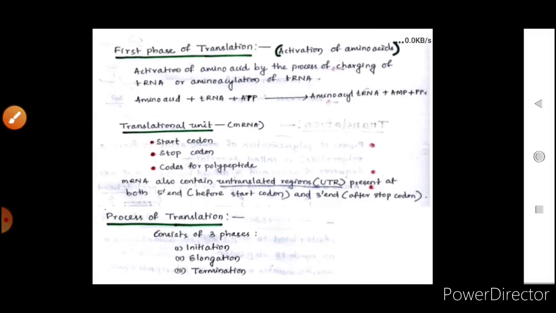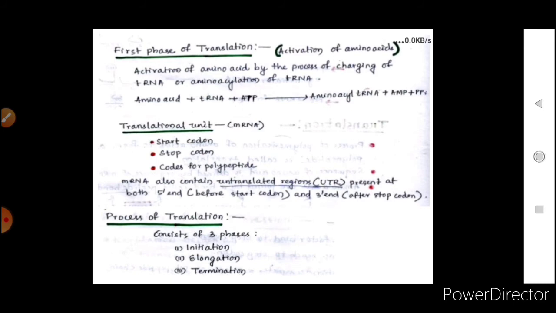Now let us revise the phases of translation. The first phase is the activation of the amino acid, which is called charging of the tRNA or the aminoacylation of the tRNA. Here the amino acid will be attached to the transfer RNA and one ATP molecule will be utilized, and so aminoacyl tRNA will be formed. Now, what all things were there in the translation unit? The start codon, the stop codon, and the codons coding for the polypeptide.